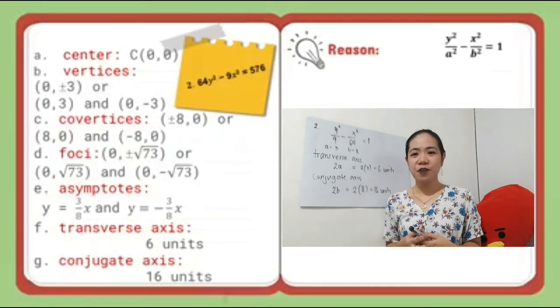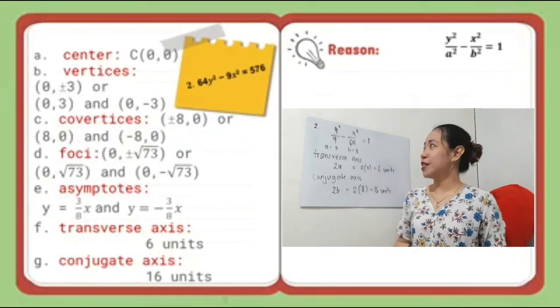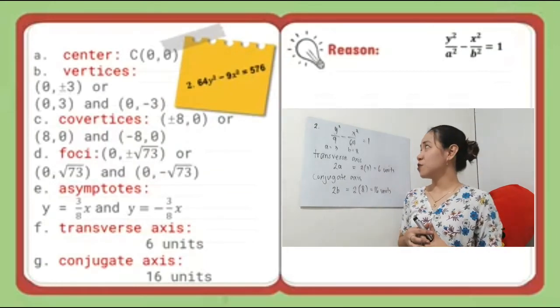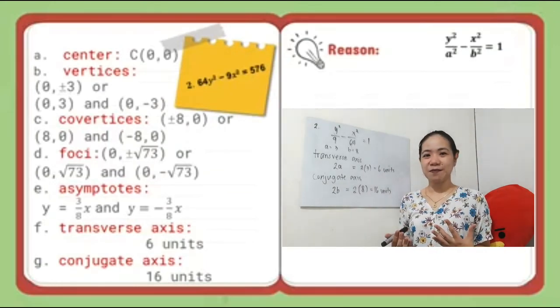Let's look at a graph of the second hyperbola with the equation y squared over 9 minus x squared over 64 equals 1.